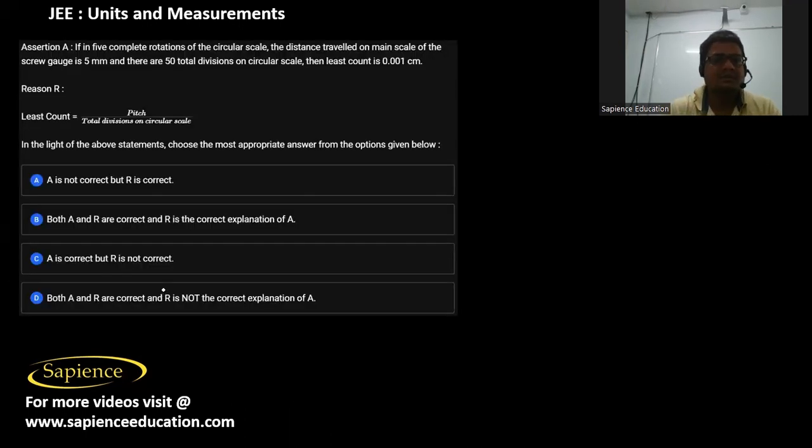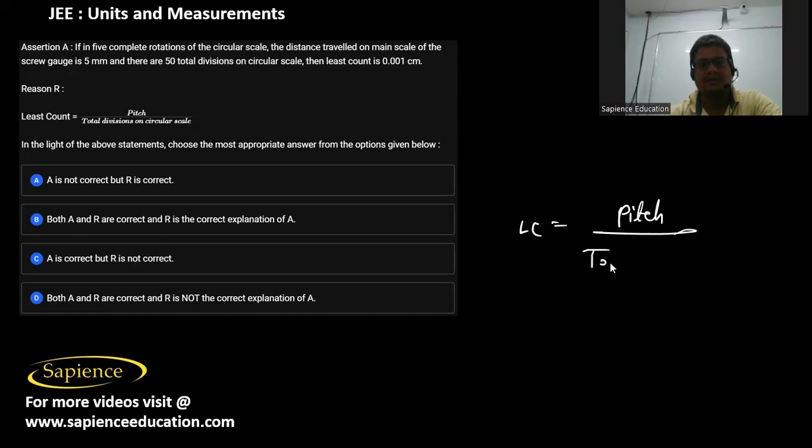And here it is told, if in 5 complete rotations on the circular scale, the distance traveled on the main scale of the screw gauge is 5 millimeter, and there are 20 total divisions on the circular scale, then least count is 0.001 centimeter. So least count, as you know, is pitch divided by the total number of circular scale divisions.